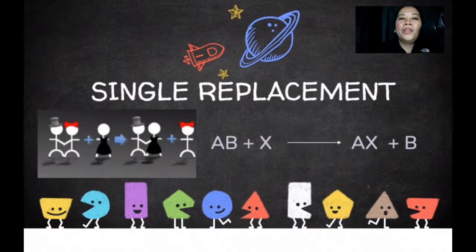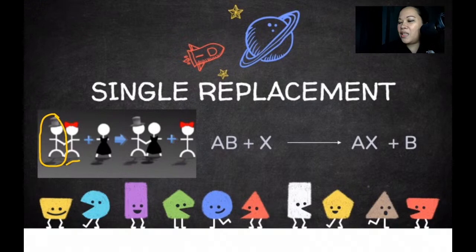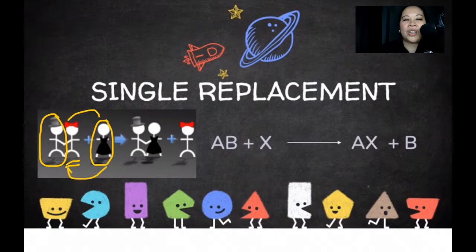Okay, the third type of reaction is what we call single replacement. This one they call it replacing a partner. So it's a cheating partner. So if you would notice, this guy is with this girl, and then there's one girl here, and then it was exchange. Such a cheater. Exchange of partner. Okay, exchange of one of your substance.